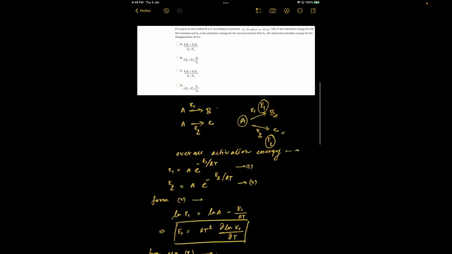So for this case it will be just K1 E1 plus K2 E2 divided by K1 plus K2. So option C will be the correct answer.